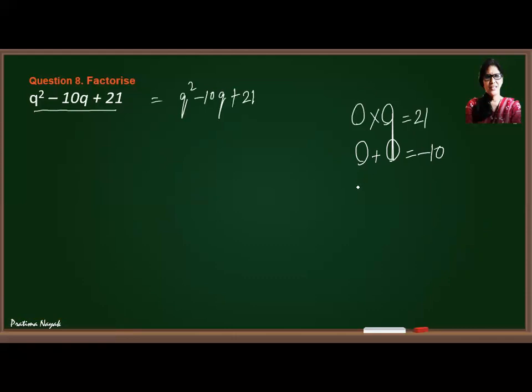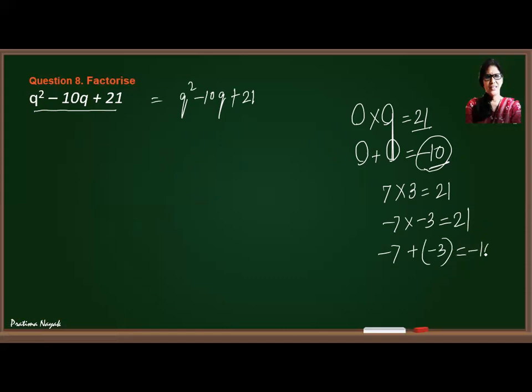So this will be how much? You will multiply 21 and add, it will give you minus 10. What will it be? 7 into 3, how much? 21. And 7 and 3 gives you minus 10? No. Minus 7 into minus 3 is 21. Minus 7 plus minus 3 gives you minus 10. So when there is a negative b, how do we write this expression?